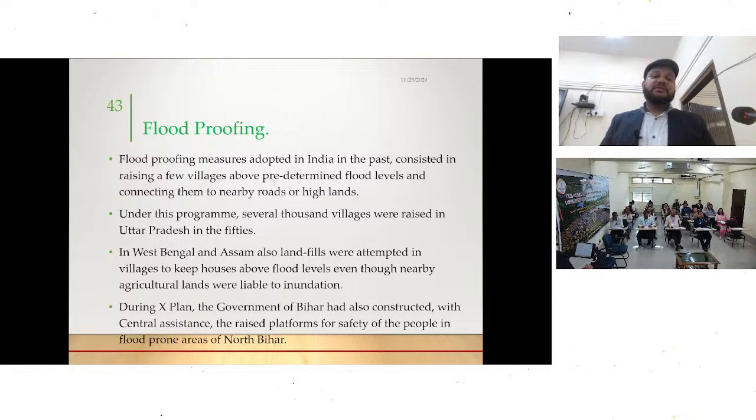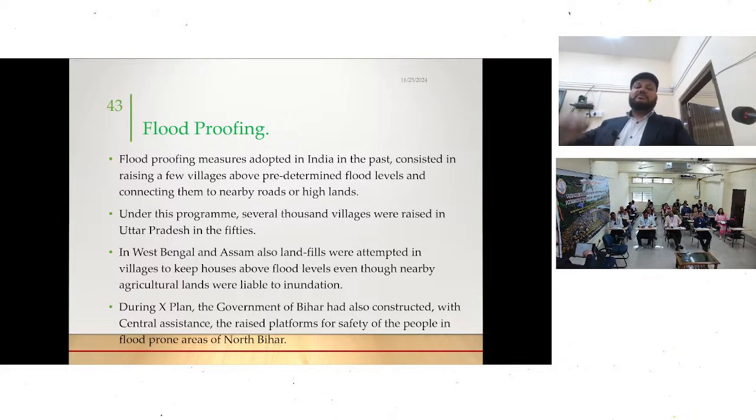Another is flood proofing. Flood proofing measures adopted in India in the past consisted of raising a few villages above predetermined flood levels and connecting them to nearby roads at high flood. This means we made the area higher than the normal flood area. Under the program, several thousand villages were raised in Uttar Pradesh in the 50s. In West Bengal and Assam also, landfills were attempted in villages to keep houses above the flood level.